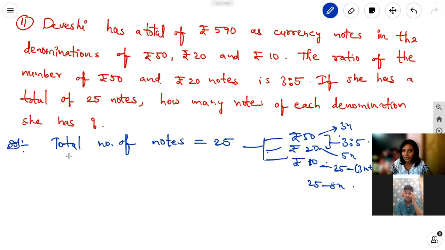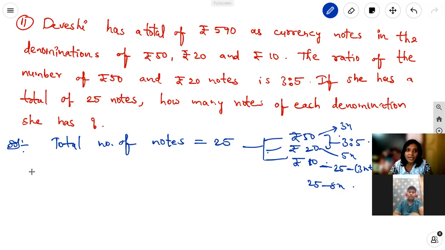First we can get an idea of how many notes there are. The number of notes can be divided into three types: 50 rupees, 20 rupees, 10 rupees. We don't know how many of each. But we have the ratio of the 50 and 20, while we don't know the 10. So the total minus the 50 and 20 notes gives the number of 10 rupee notes. If we have this idea, then we can easily solve this problem.